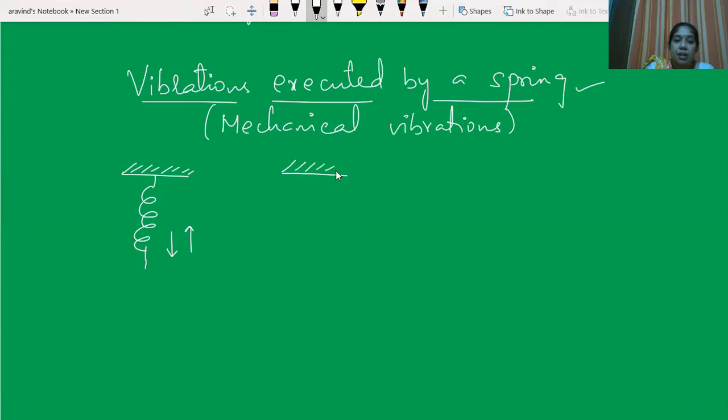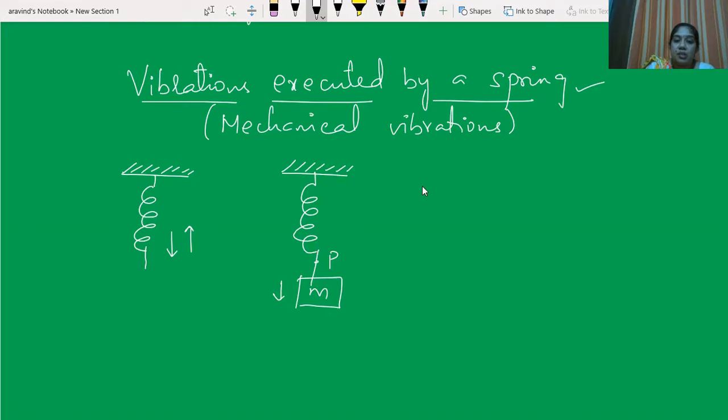If this is the spring, let me consider a mass m attached to its free end. There could be a mass m attached, or it could be a free end on the other side. Let me consider this as my equilibrium position or my reference point. If I pull the mass downwards and leave it free, we know that the spring vibrates and gradually comes to rest. That means what?